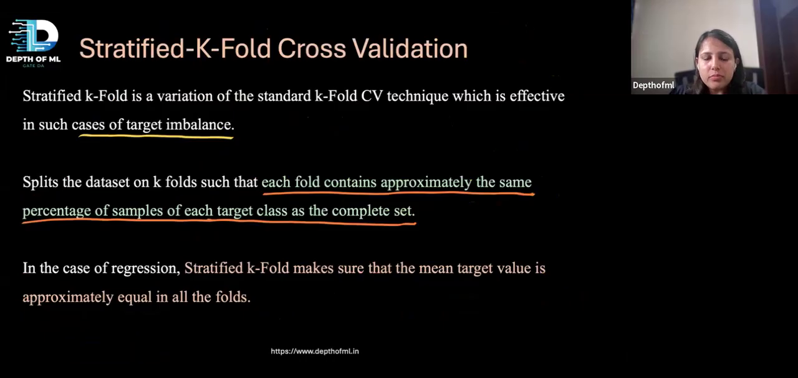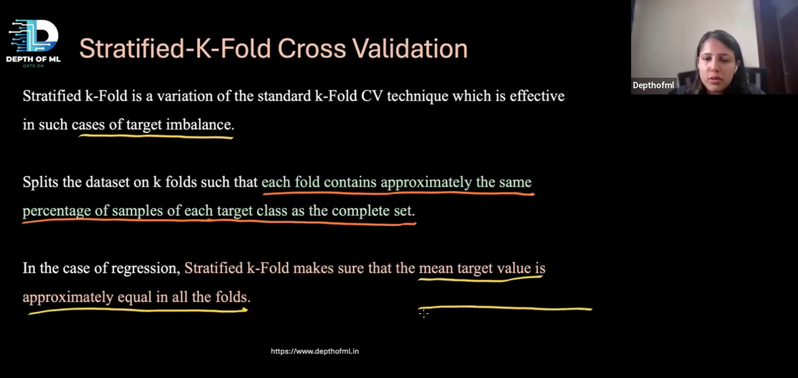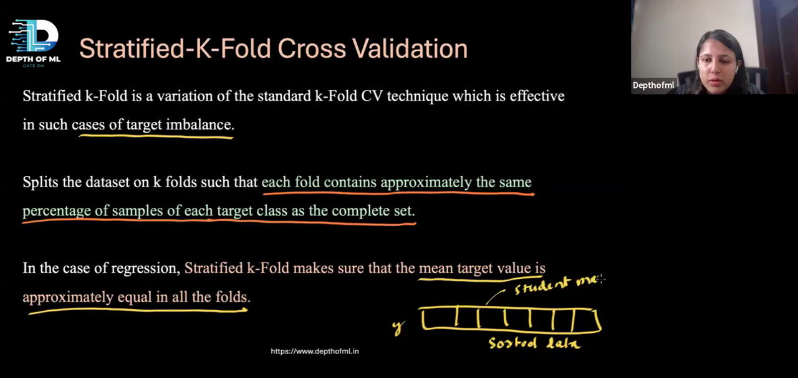K-fold cross-validation. Now, in case of regression, by the way, K-fold cross-validation can be used for both regression and classification. In case of regression, what you will do is make sure that the mean target value is approximately equal in the folds. For example, in the first example I had taken, if you have student marks and you split it like this, now if this is the sorted data, and this is say your y value that you want to predict, and these are student marks, what will happen is if you take this particular chunk, you will have high marks over here, right? So this is not a good split.